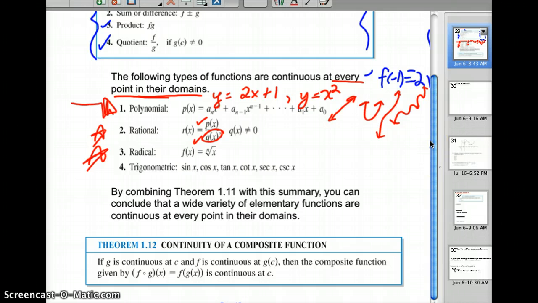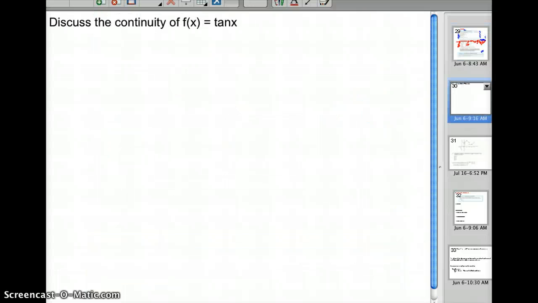Otherwise, these are continuous everywhere, and composing them is still continuous down here. So this is a lot of information, but it's basically just telling you what functions are continuous. And so I want to talk about a trig function here. It says discuss the continuity of the function f of x equals tangent of x.